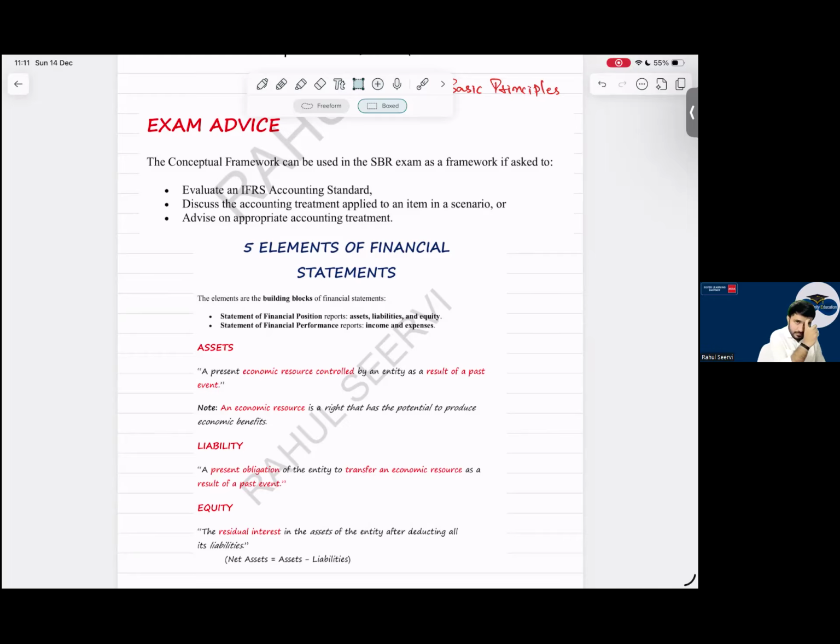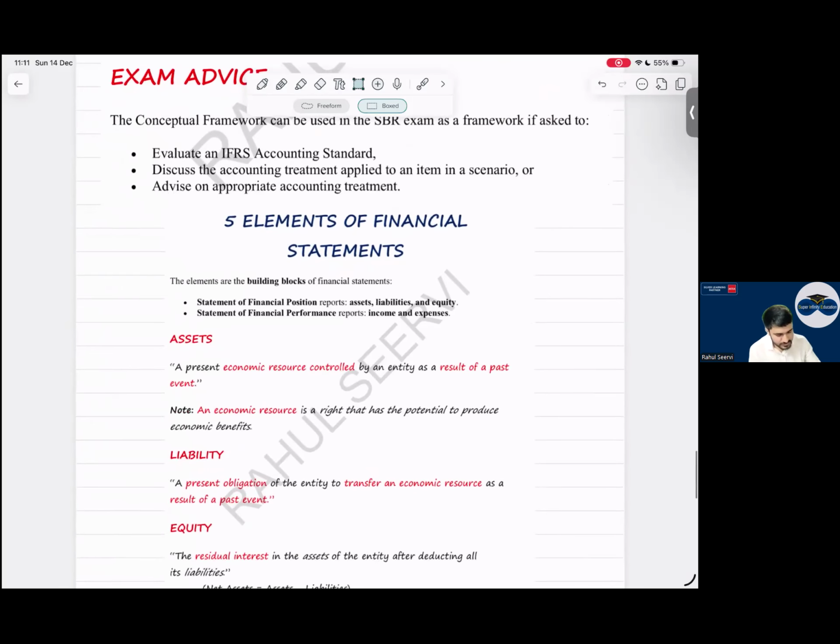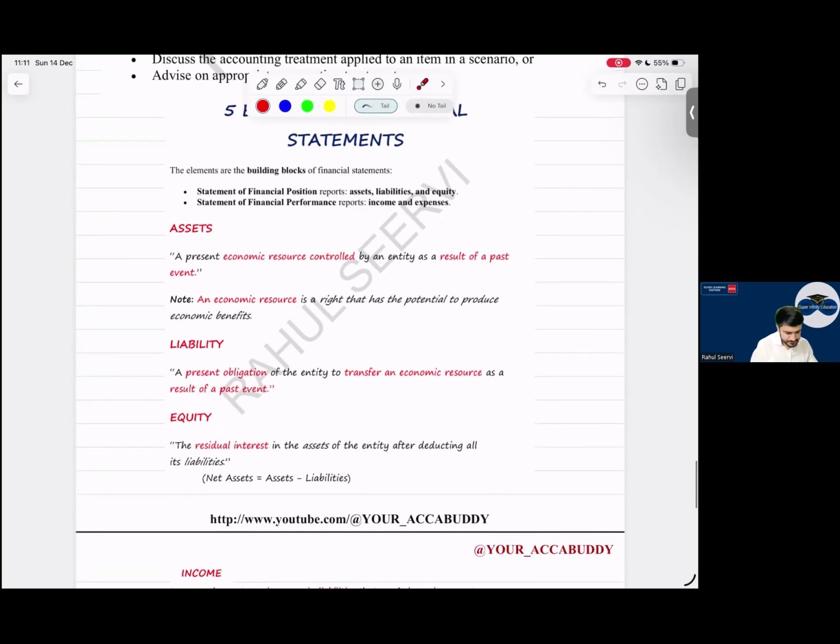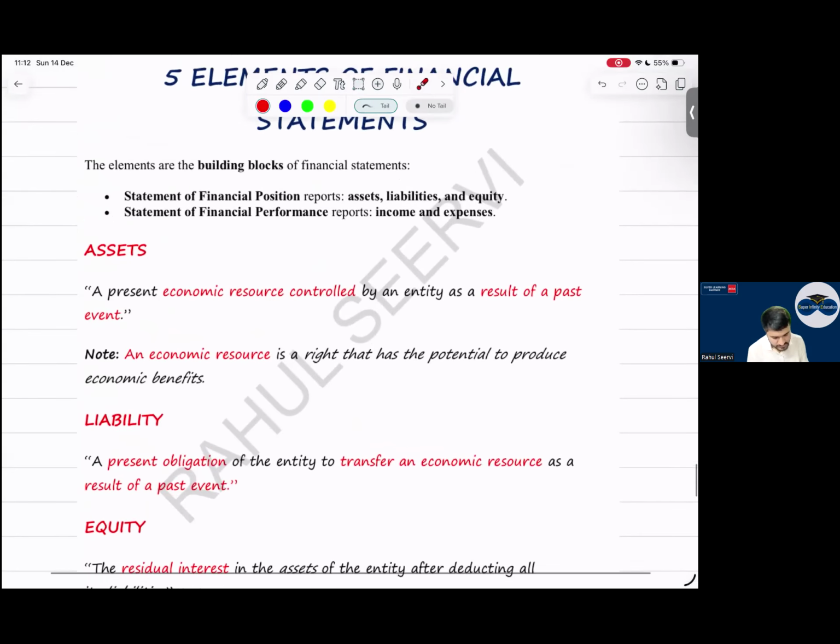Okay then everyone, now let us start with the main topic. Starting with the 5 elements of your financial statements. As we have discussed, in financial statements, in your balance sheet and your P&L, what do we record? In the balance sheet, we record asset, liability, equity. We have to understand what is asset, liability, equity as per the conceptual framework. Then income and expense in the P&L, a very important part. Now, the first one, let us understand what is an asset.